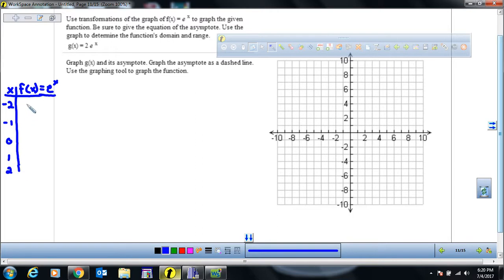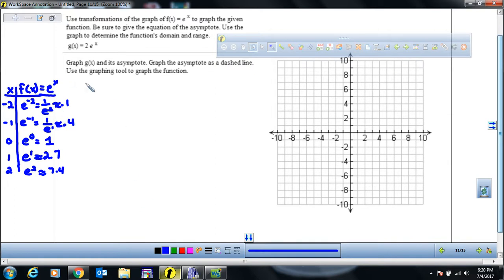So when x is equal to negative 2, e to the negative 2 power is the same thing as 1 over e squared. And we just found that value. It was 0.1. E to the negative 1 power, that's the same thing as 1 over e to the first power. And we also found that value, which is 0.4. E to the 0 power, anything to the 0 power is 1. E to the first power is equal to 2.7. And e to the second power is approximately equal to 7.4. So we got the approximations for these values.